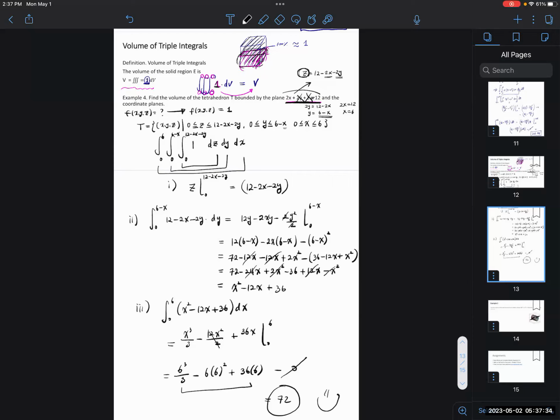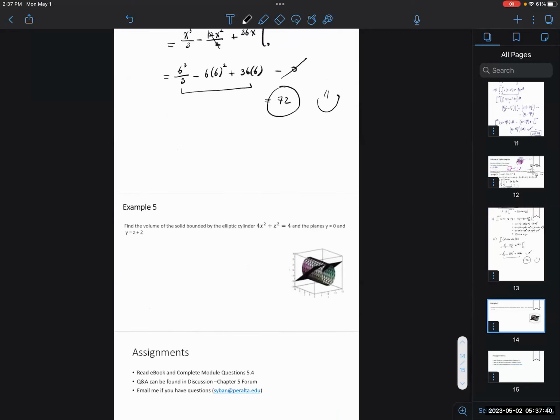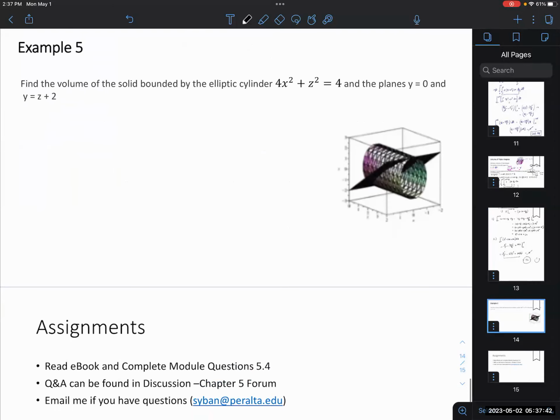I'm not going to finish it. I'm going to help you set up the equation first, and the rest of the work you can try. But let's do one more. Okay, so find the volume of this ugly shape. I don't know how much they're going to fill out. Again, did they give us the f of x, y, z function? No, they didn't give us.